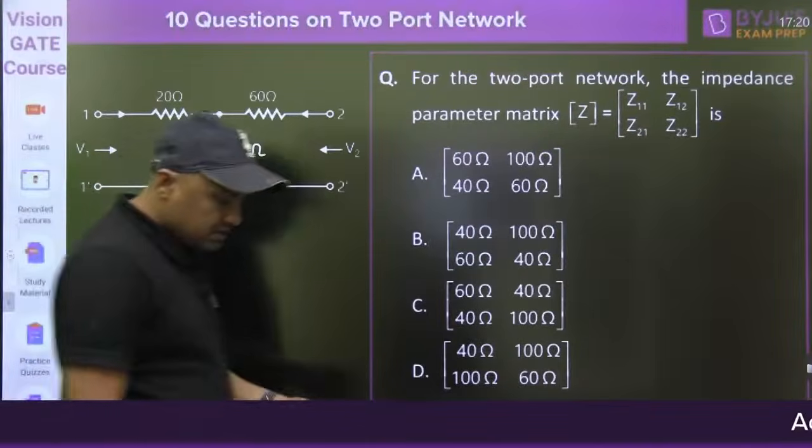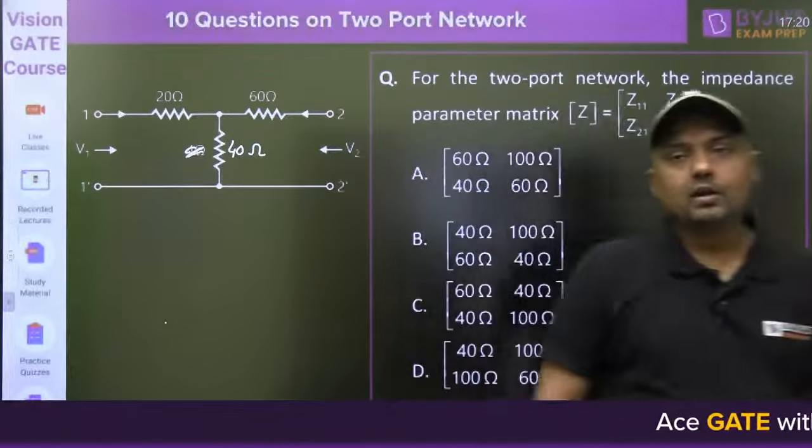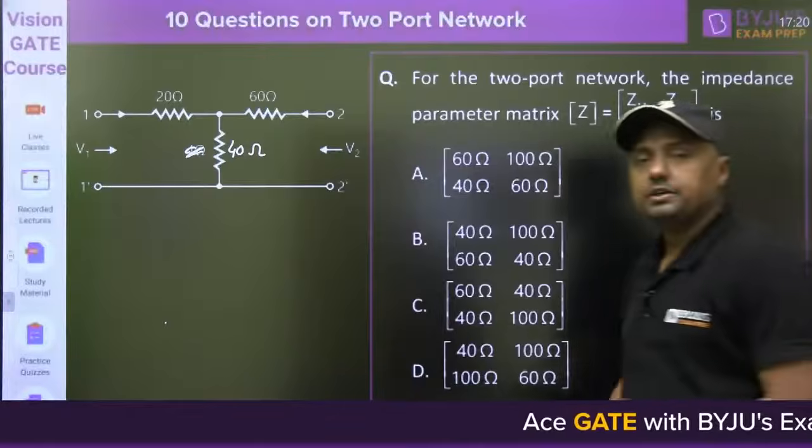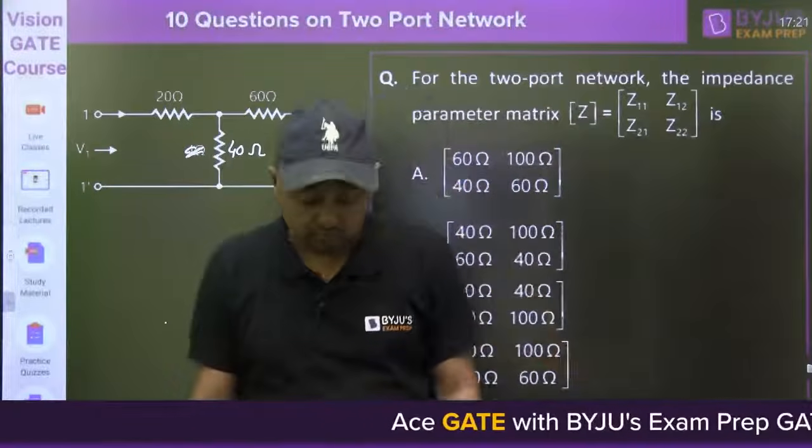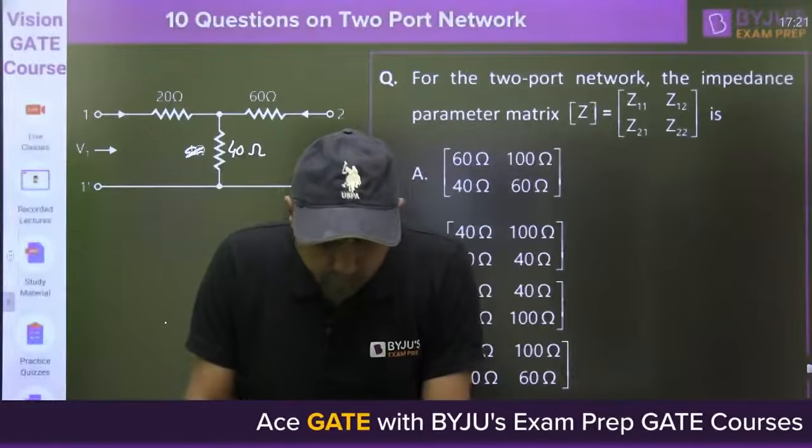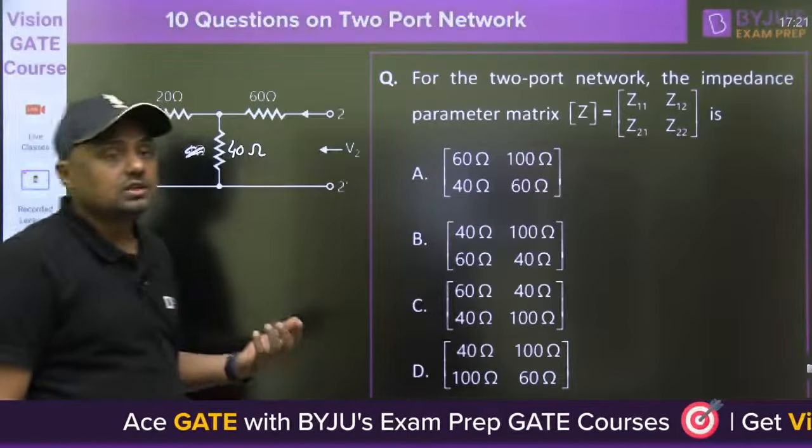This is a very easy one on the T network. Normally Z parameters are represented by the T network. So what is the T network? Tell me. Everyone's answer should come, quickly give the answer, what will it be?